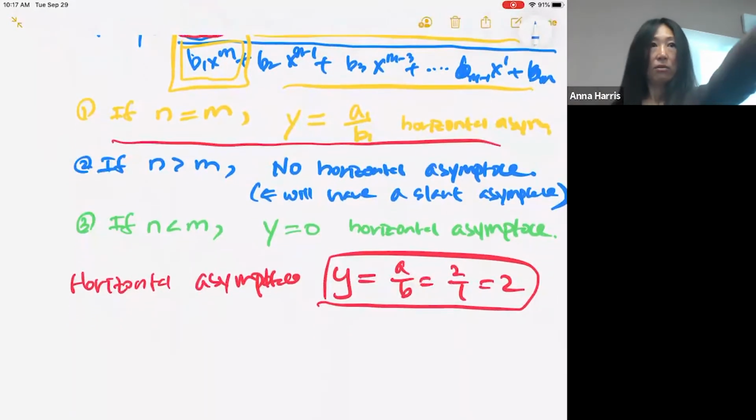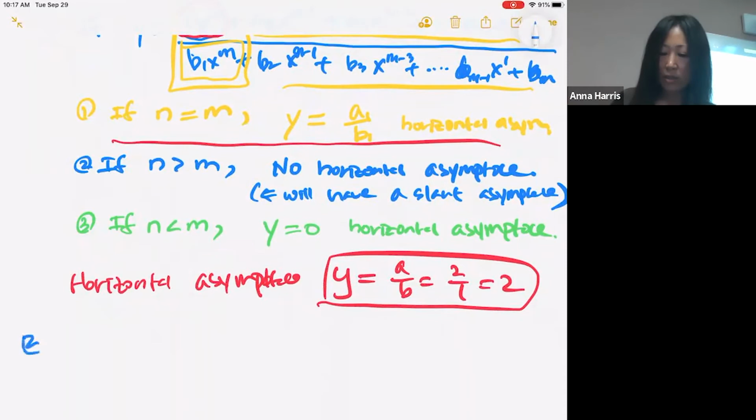Okay, Ethan, clean that before you. So range.